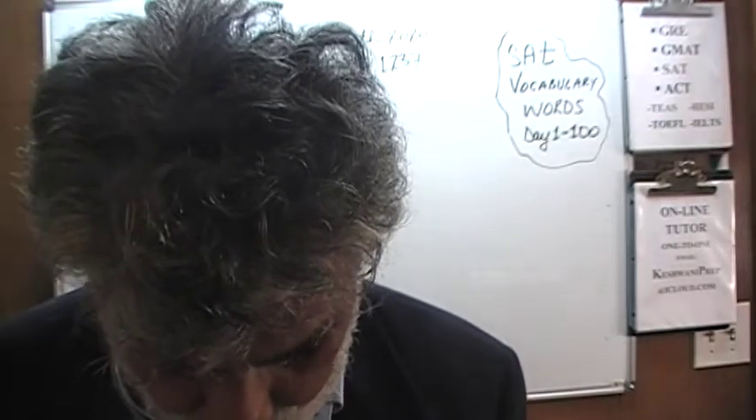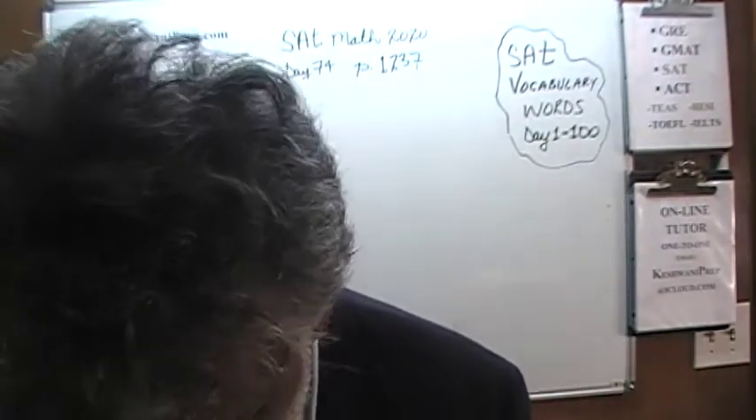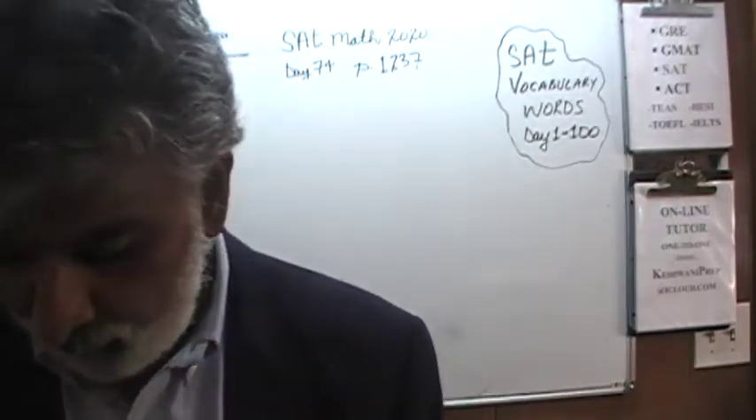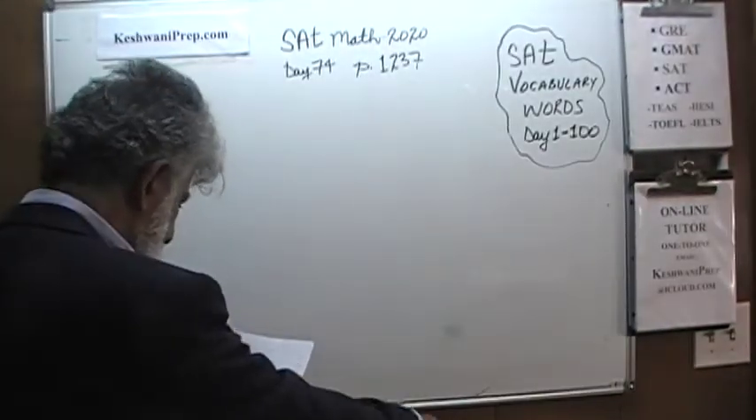Page 1237, problem number 1. This section has 30 multiple choice questions, and we all know what that means. The first 10 questions are going to be easy, the middle 10 are medium, and the last 10 are difficult. Today we'll do the first 10, the easy questions. They should go fairly quickly. Number 1.